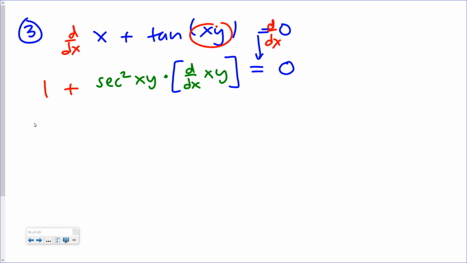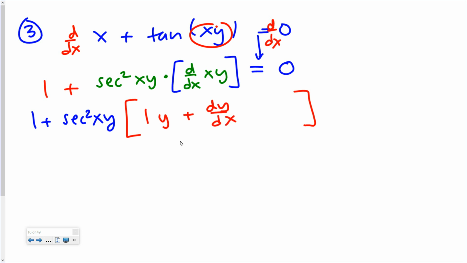So let me rewrite what I have. I have 1 plus secant squared xy. I need to multiply that by the derivative of xy. Do you see product rule in here? Okay, so here we go. The derivative of the first times the second plus the derivative of the second times the first. And that's equal to 0.